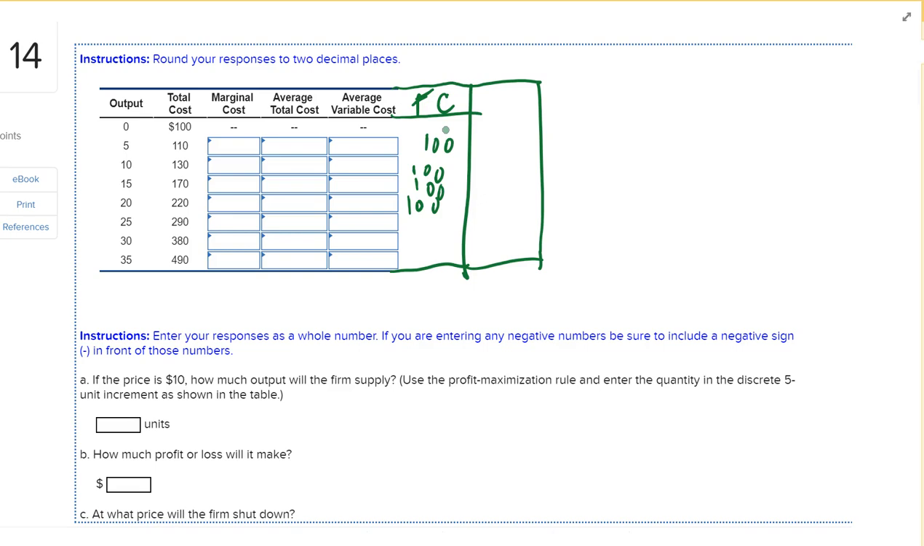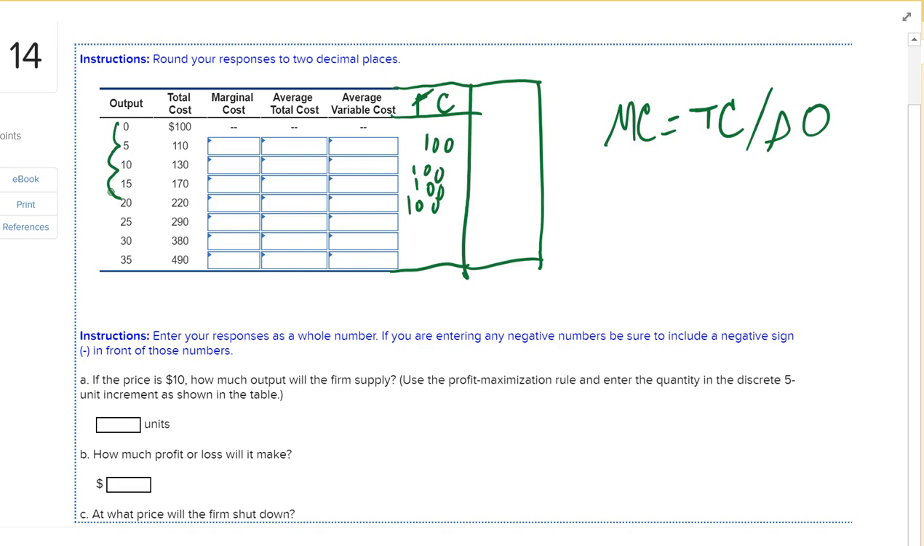If I have an output of 5, now watch out for this one because marginal cost is the change in total cost divided by the change in output. And every other time the change has always been 1. Well, it's not anymore. Now the change is 5. So watch out for that. That's going to be a little bit tricky.